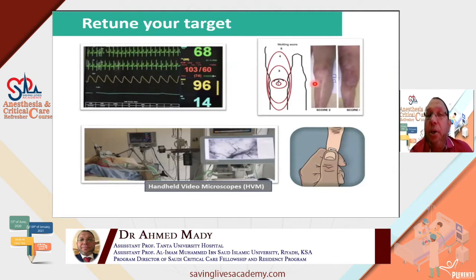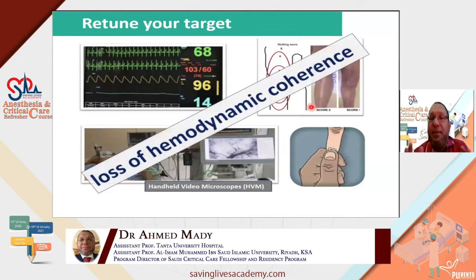Why? You need to think, you need to retune your targets. MAP is not a target, it is just a tool to reach the microcirculation. Those patients have lost the coherence between macrocirculation and microcirculation. Keep in mind to treat this incoherence between macrocirculation and microcirculation.